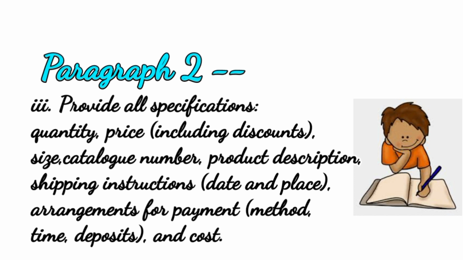They could be things like the quantity, the price, if there is any discount, mention that. If the size needs to be mentioned, write that. The catalog number, product description, shipping instructions, date, place, arrangements for payment, what is the mode of payment, the deposits, the cost, whatever is relevant, that only must be included.